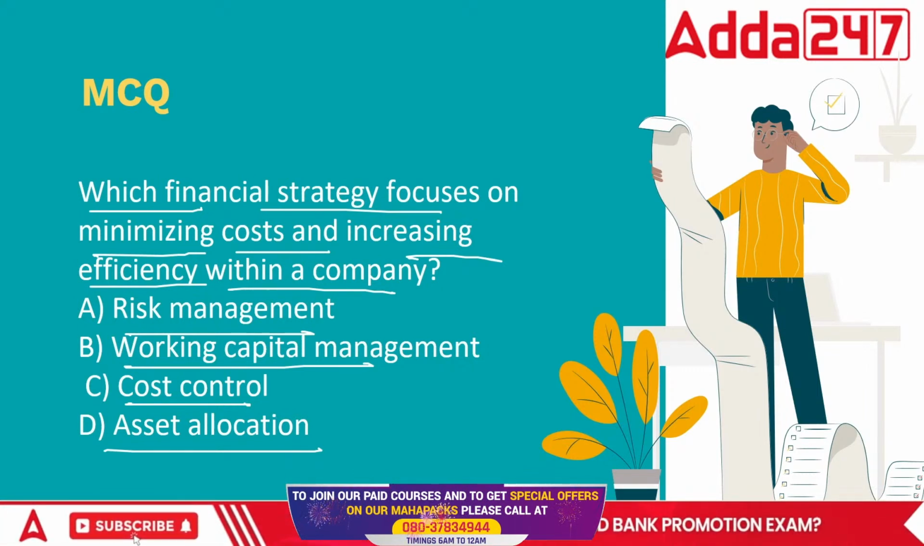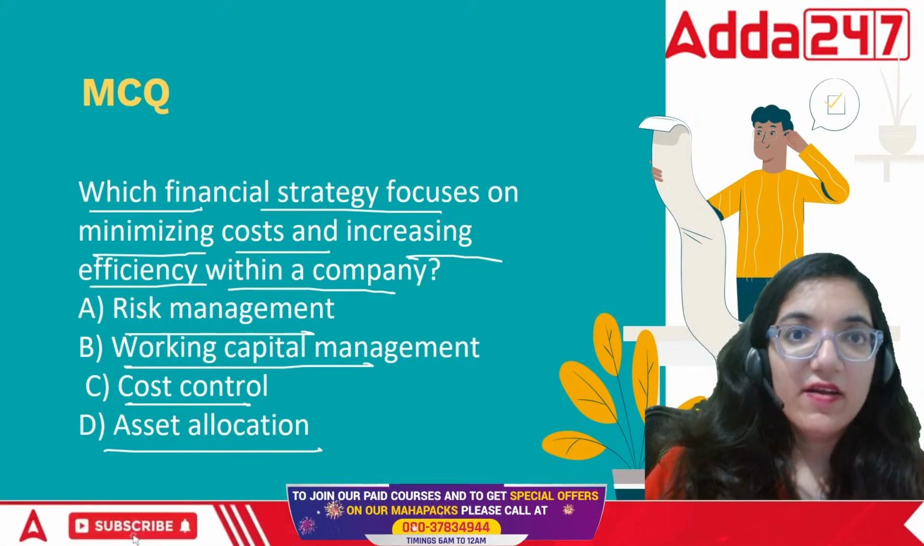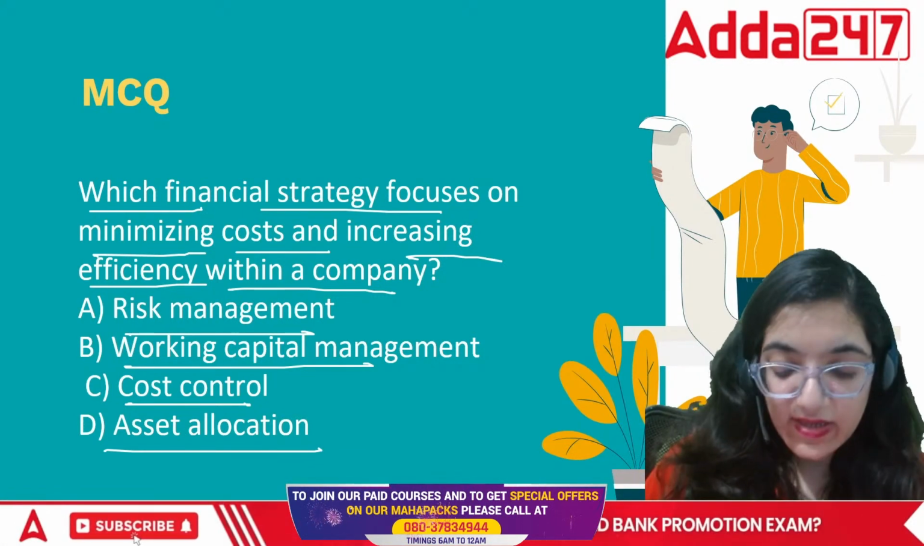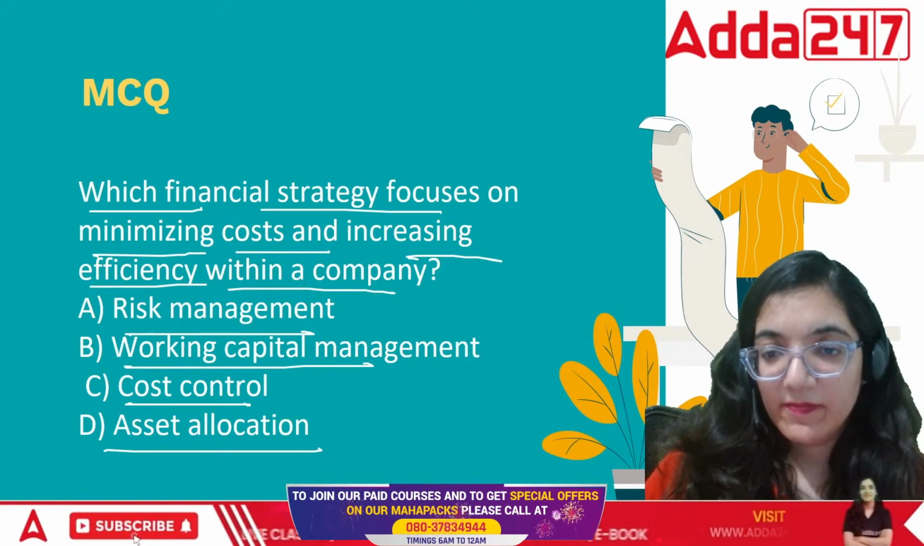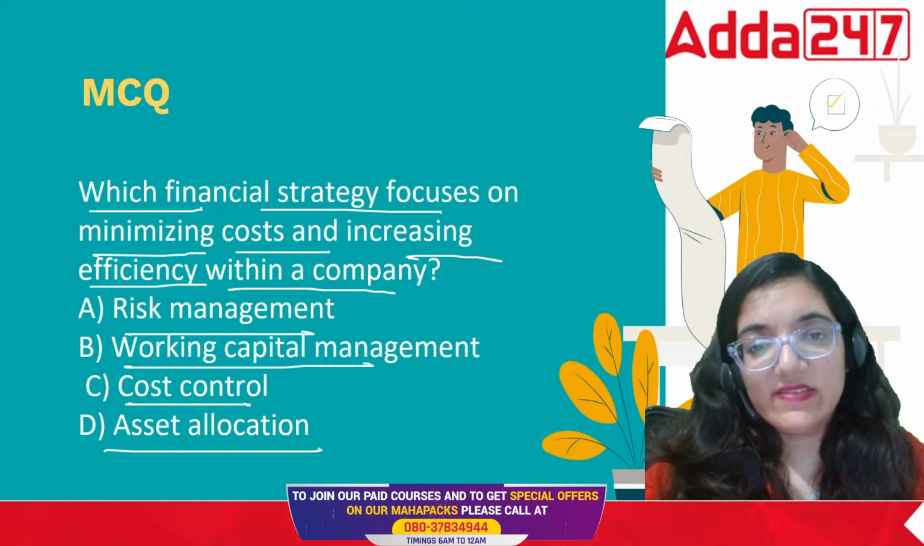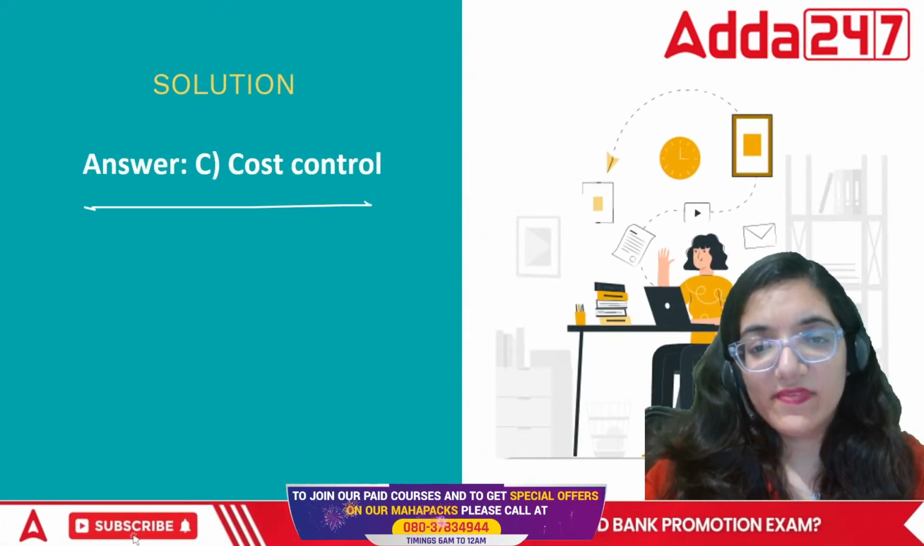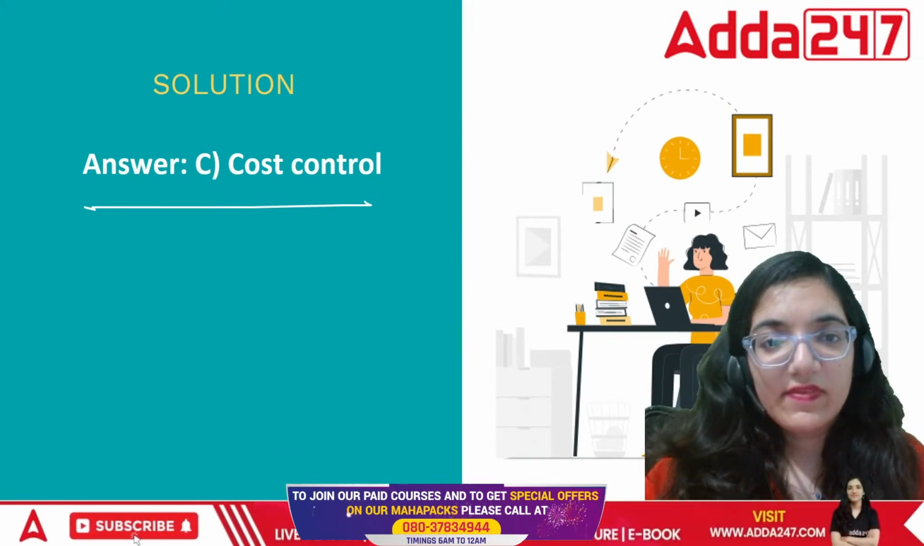Again, that's the point. But what is the question saying? Minimizing the cost and increasing the efficiency. This means they are talking about that. Always remember, cost control will never say reduce the quality. It will always say maximize your productivity. So in this case, the correct answer would be cost control. Done?